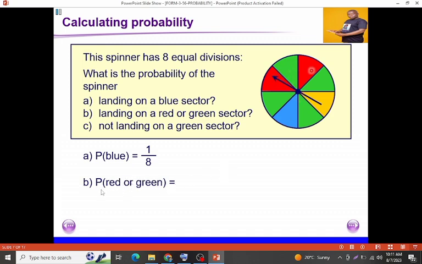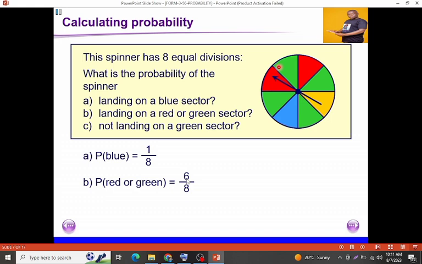What is the probability that it is red or green? So just count the number of reds plus the number of greens. So you have 2 reds and 4 greens. That makes it 6 altogether. So you have 6 out of 8. But remember that probabilities need to be expressed in their simplest form. So here this is 6 over 8.